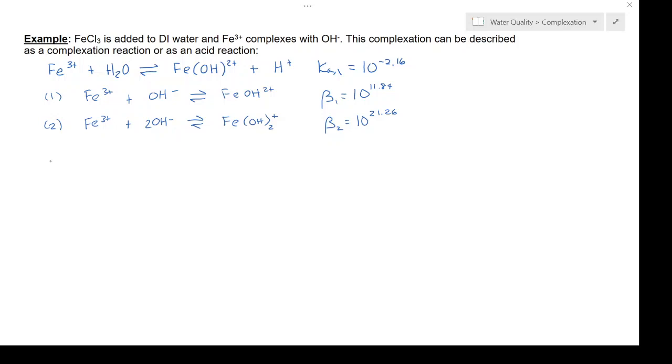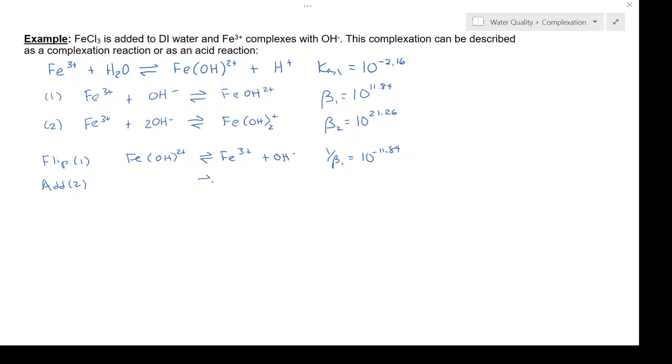First, what I'm going to do is flip the first reaction. So I have FeOH 2+ goes to Fe3+ plus hydroxide. When I flip this, I get an equilibrium constant that's 1 over beta 1, or 10 to the negative 11.84. And then I'm going to add the second reaction to this flipped reaction.